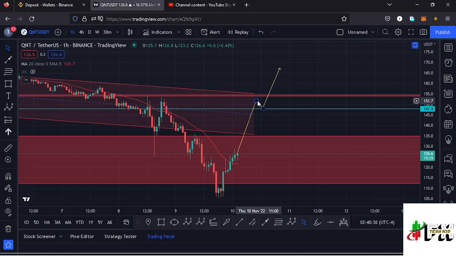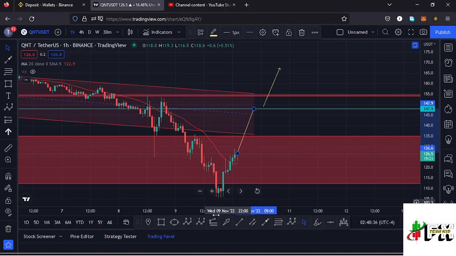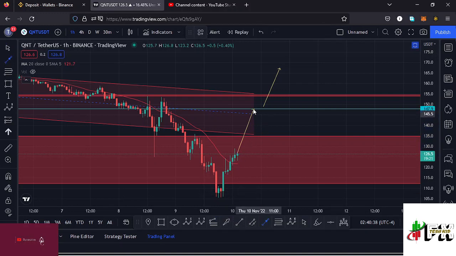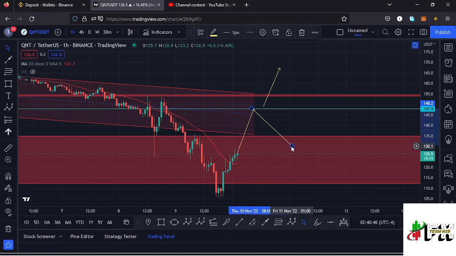And in case we get rejected at around the $147 mark, then that would be worse for Quant, because that would mean we might see a bit of a pullback over here before we find support for us to continue seeing that bounce to the upper side.